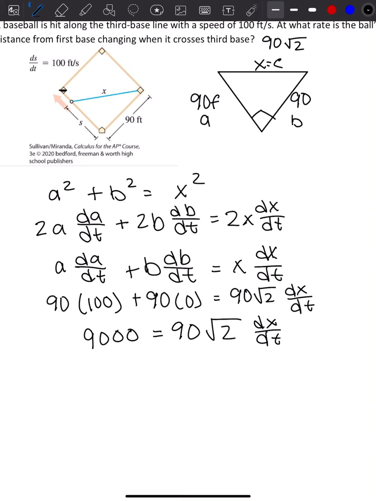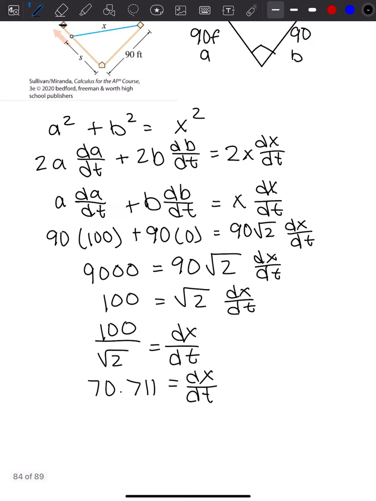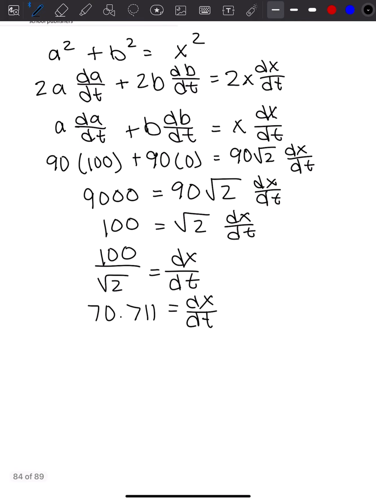We're going to divide both sides by 90 and the square root of 2, but if I divide both sides by 90 first, I get 100 is equal to the square root of 2 times dx over dt, and dx over dt is 100 divided by the square root of 2. If we plug this into our calculator, we're going to get 70.711 is about what dx over dt is. So what this tells me is that when the ball crosses third base, the ball's distance from first base is increasing at a rate of 70.711 feet per second.